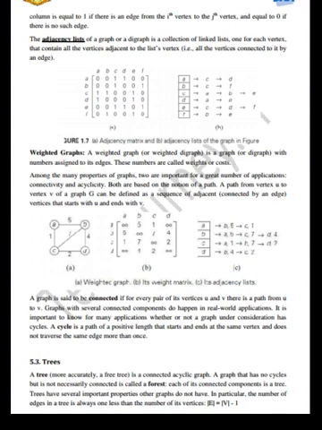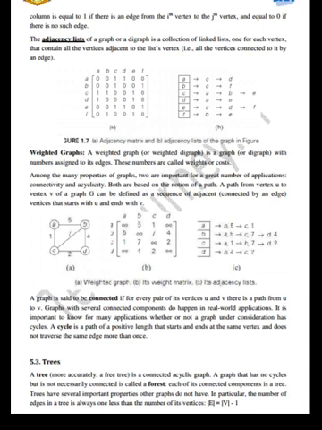Now let us see weighted graphs. A weighted graph or weighted digraph is a graph or digraph with numbers assigned to its edges. These numbers are called weights or costs. Among the many properties of graphs, two are important for a great number of applications: connectivity and acyclicity. Both are based on the notion of a path. A path from vertex U to vertex V of a graph G can be defined as a sequence of adjacent vertices, connected by an edge, that starts with U and ends with V.